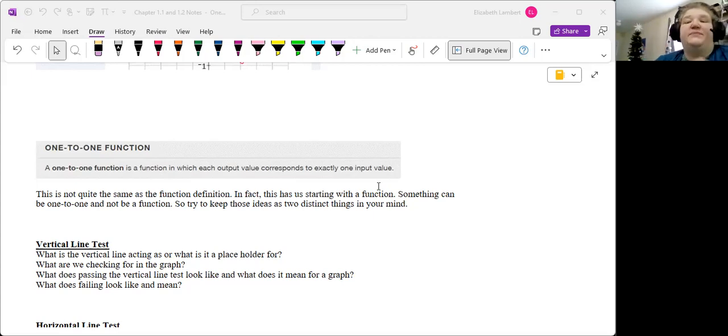Now, you can have something that is one-to-one and not a function. But typically, we are starting with a graph, and when we ask, is it one-to-one, we're wanting to know, is the inverse of it going to be a function? All right, so vertical line test is our graphical way to test, is the graph representing a function? So remember, a function is for each input, there is only one output.